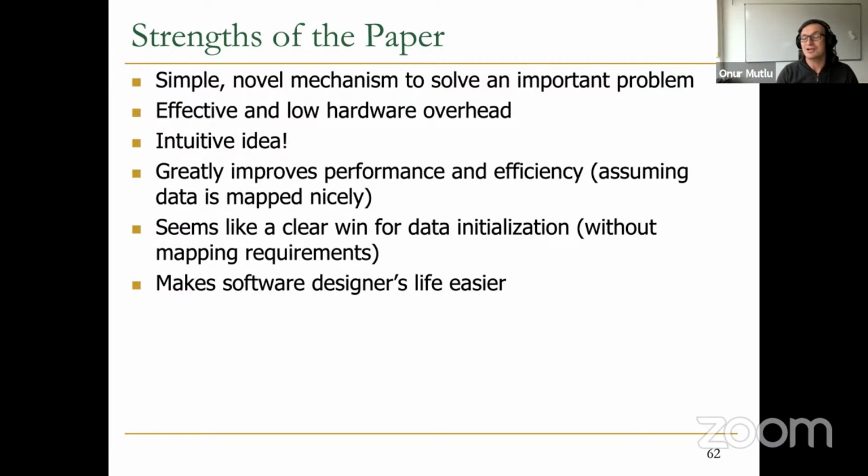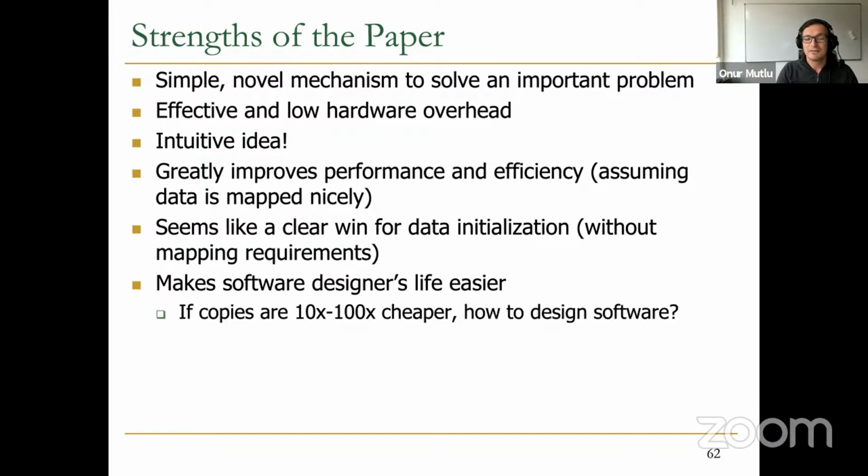And now you're actually getting rid of some data movement, page copy, and page initialization overheads from software designers' life. For example, if copies are 10x to 100x cheaper, how do you design software? There's a lot of work that looks at zero copy systems. Maybe there's a much better way of designing software with RowClone.